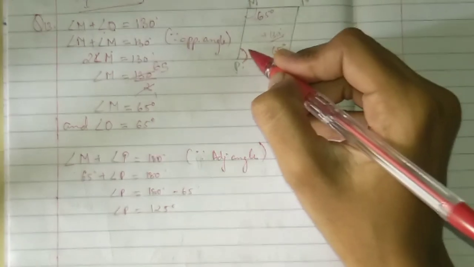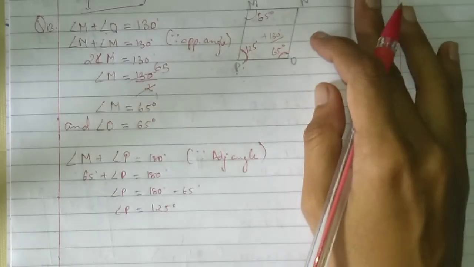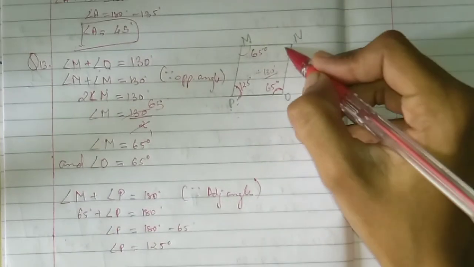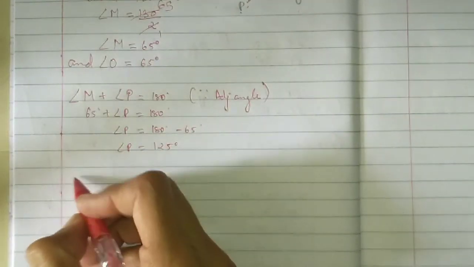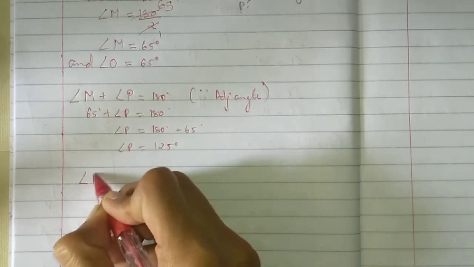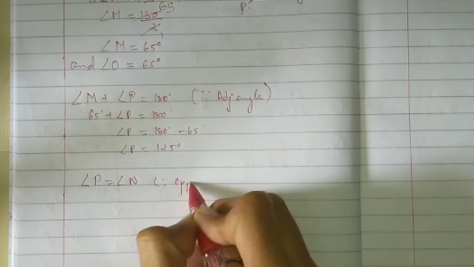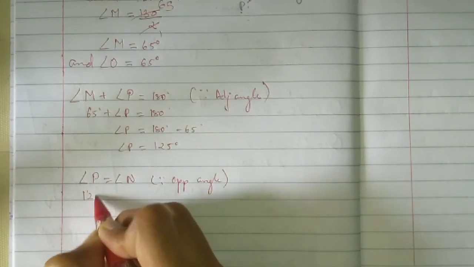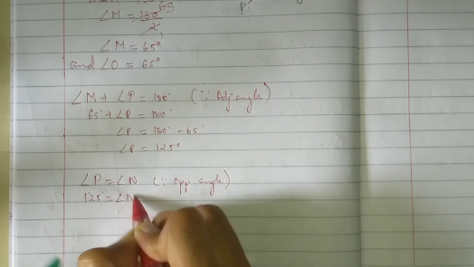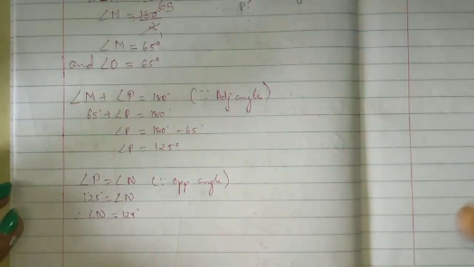Got the answer for angle P? Angle P is 125. So angle N is also 125. Why? Opposite angles. In the same way, angle P equals angle N, opposite angles. So angle P is 125 degrees. Therefore angle N equals 125 degrees is the answer.